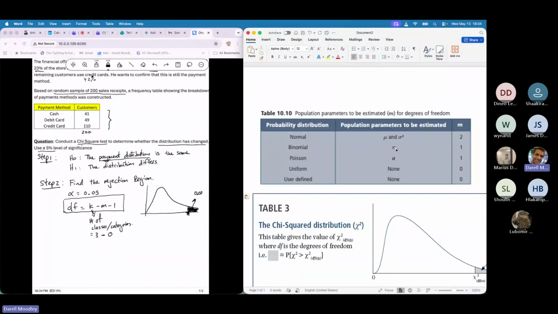Let me give you some context of what the m is in the formula. The m is the number of parameters you can't guess. That means it has to be given to you. That's essentially what it means. You can't guess or assume.